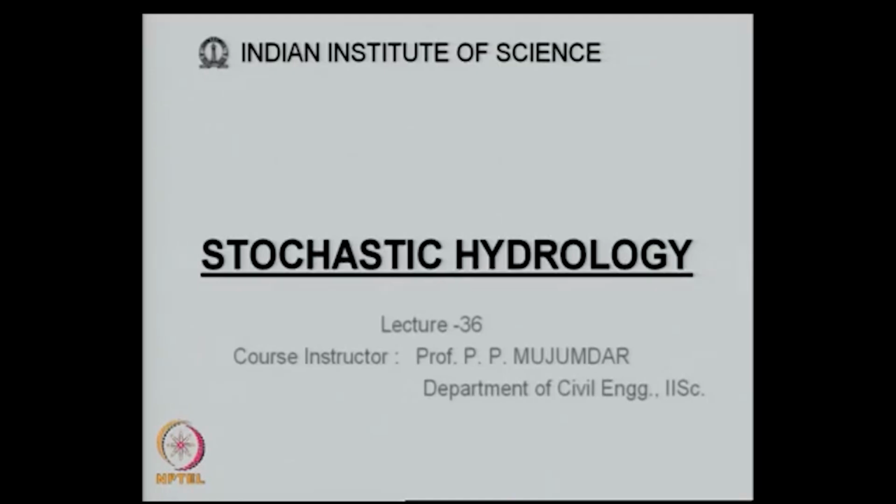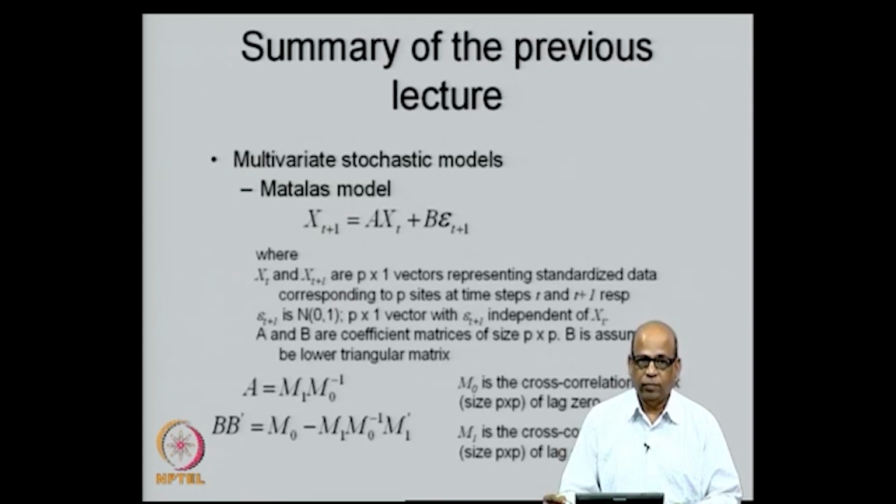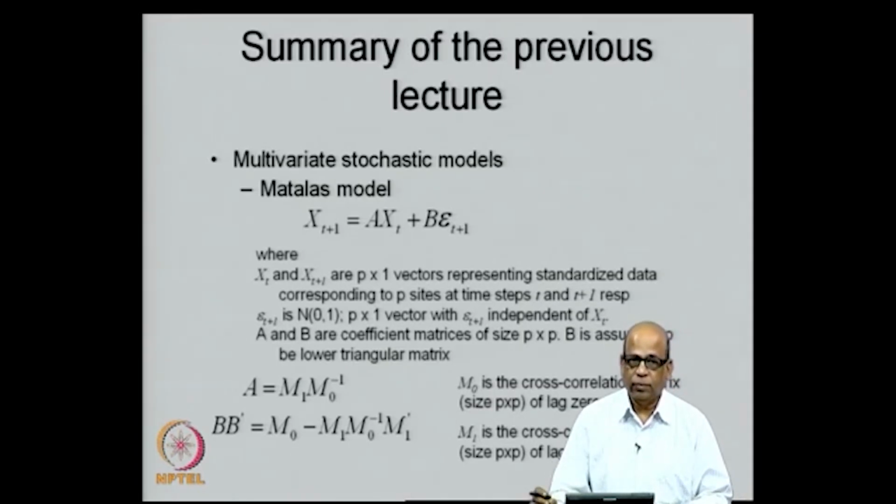Welcome to lecture number 36 of the course Stochastic Hydrology. In the previous lecture, we introduced the multivariate stochastic models, where essentially we are looking at data generation simultaneously at several locations in a basin or in adjoining basins, where the primary purpose is to preserve the cross correlation structure among the flows at various locations.